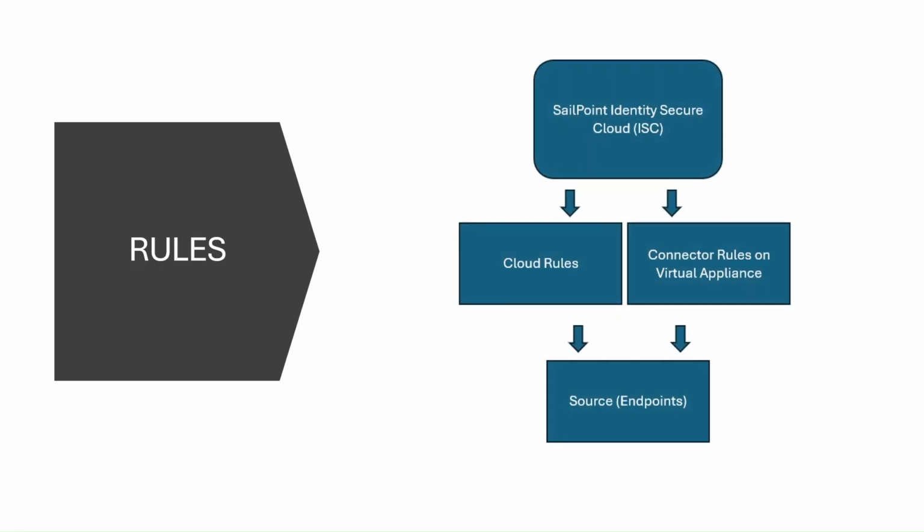Then comes rules. Rules can help to create more complex logic than the transforms. They are written in Java Bean Shell. Two types of rules can be created. A cloud rule that executes in the SailPoint Identity Security Cloud, and a connector rule that executes in the virtual appliance.